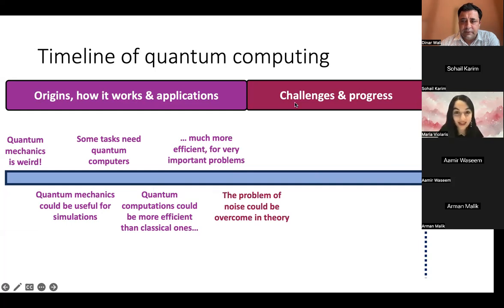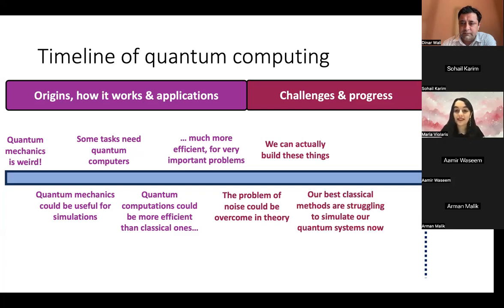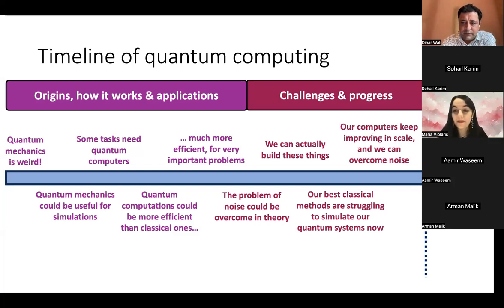Then I'll talk about the challenges we face with quantum computing. There's a problem of noise that I'll talk about. There was a discovery that it could actually be overcome in theory, which meant that we could, in principle, build quantum computers. We've now got to the point where our best classical computers are struggling to simulate what we've done with quantum computers as we've been building them. And we've done some experiments to show that we can overcome this problem of noise on a small scale as well.